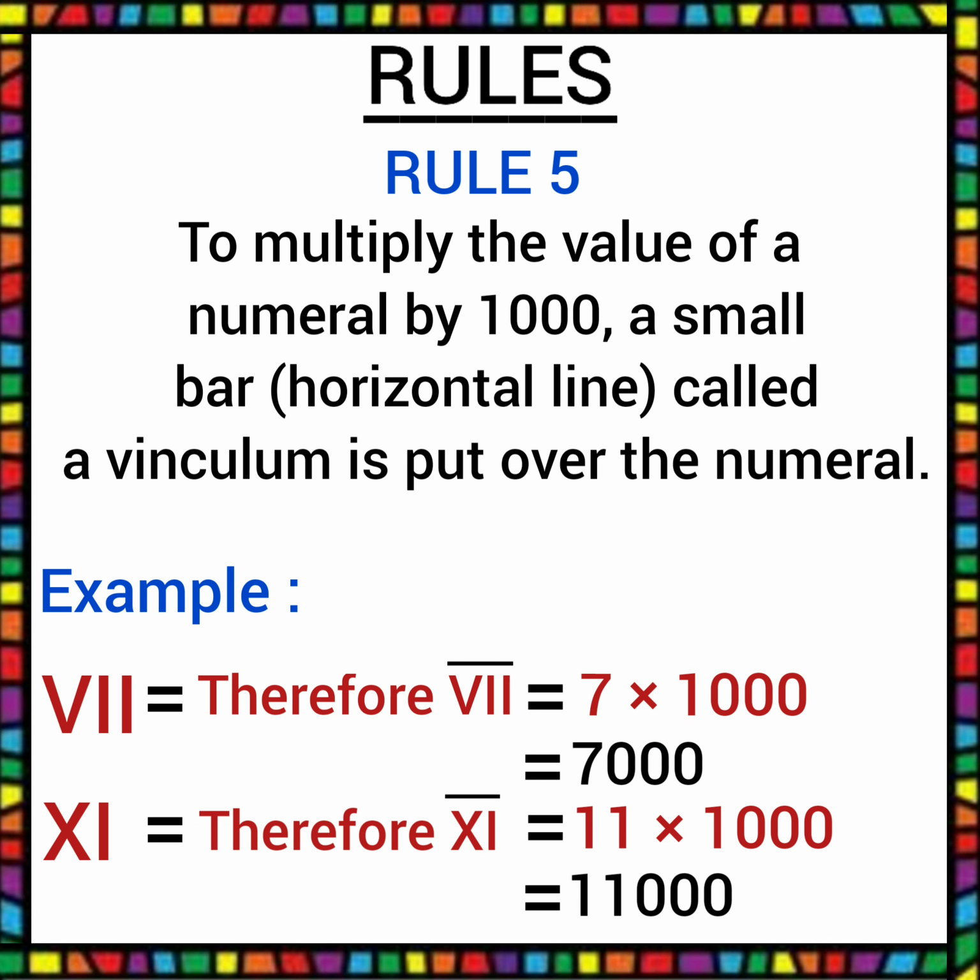Rule number 5. To multiply the value of a numeral by 1000, a small bar called a vinculum is put over the numeral.